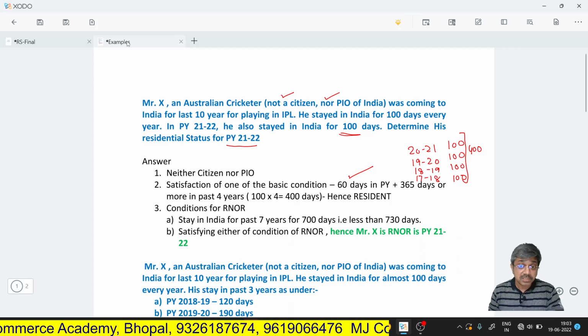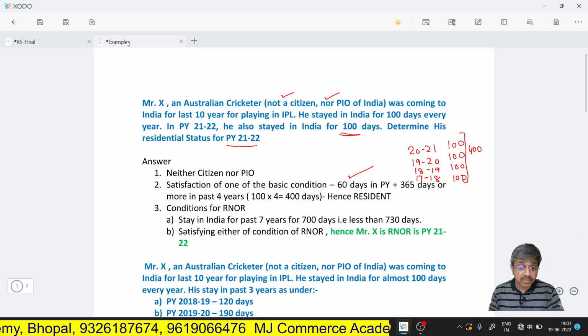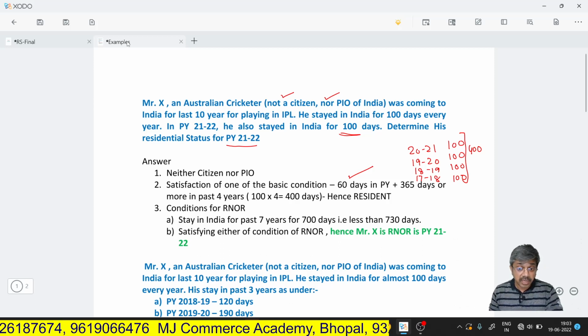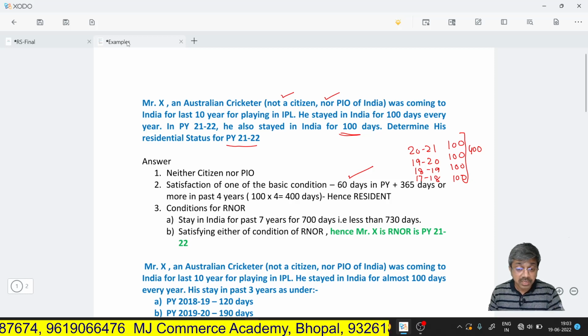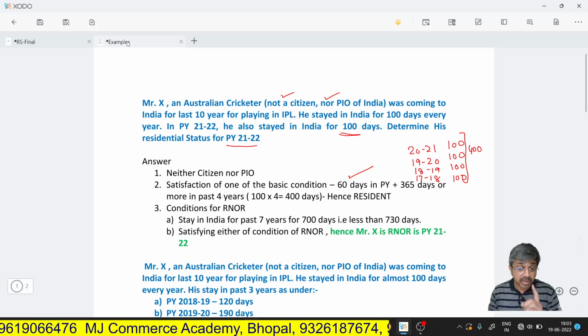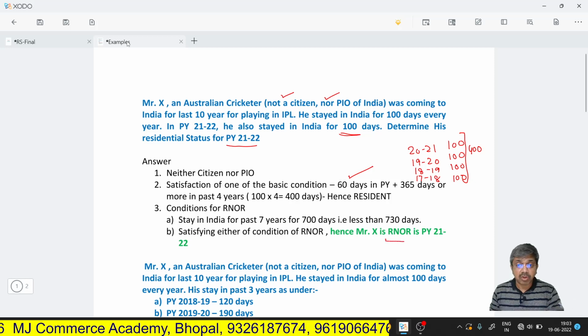His stay in India, since he is coming to India for 100 days for the past 10 years, means his stay in India for the past 7 years is 700 days. Since he stayed in India for less than 730 days (the law says 729 days or less, and 729 days is inclusive), he is satisfying one of the conditions for being resident but not ordinary resident. So his status will be resident but not ordinary resident.